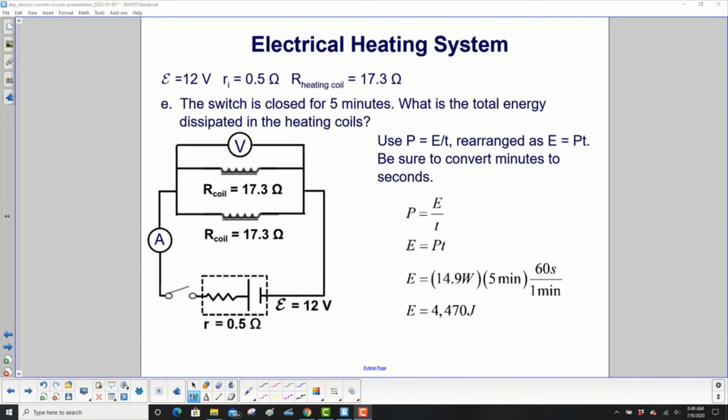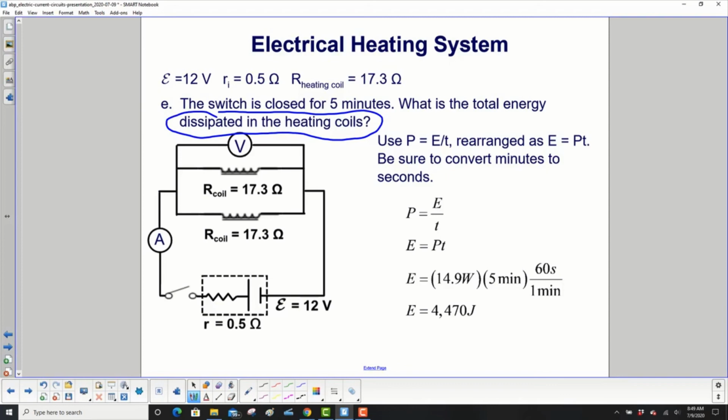The switch is closed for 5 minutes. What is the total energy dissipated in the heating coils? Actually, what does this mean? What's going on to the energy? Well, you have the electrical energy of the current, and it's heating up the resistor. So what is happening there is that electrical energy is being transformed into heat, thermal energy.